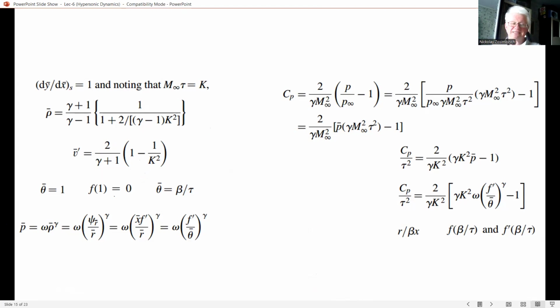So, in summary, the boundary condition will be given by our two equations at the shock wave, wherein the values of rho average and V stretch average are given by these two equations. Okay? And now we are in a position to set up a straightforward numerical solution for the hypersonic flow over a slender cone.